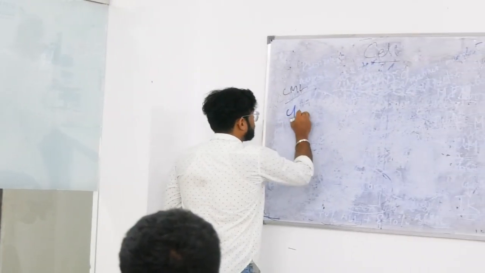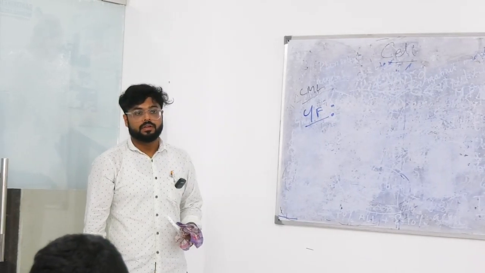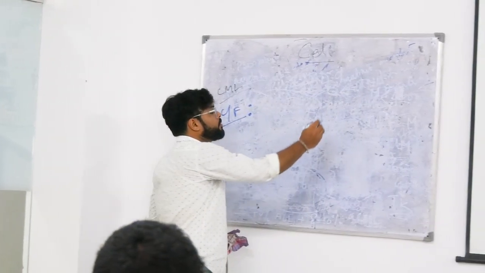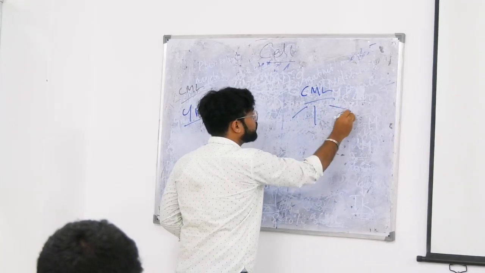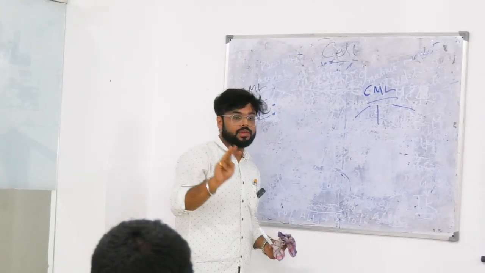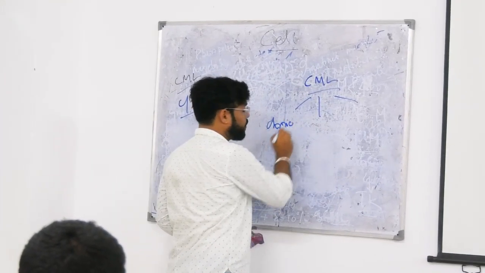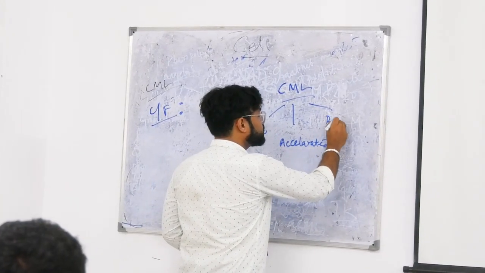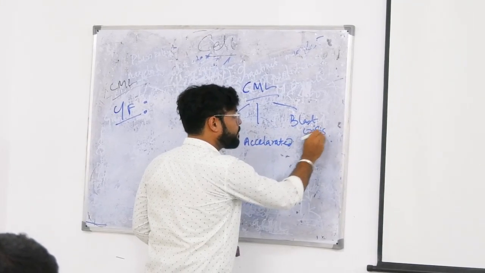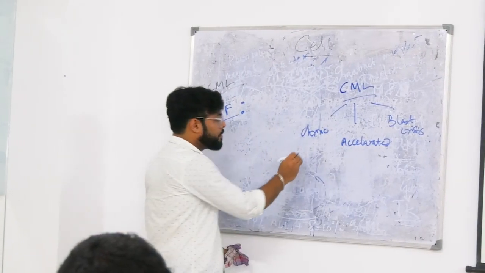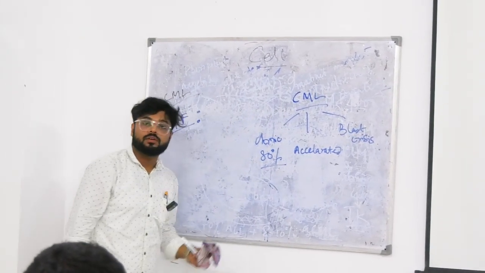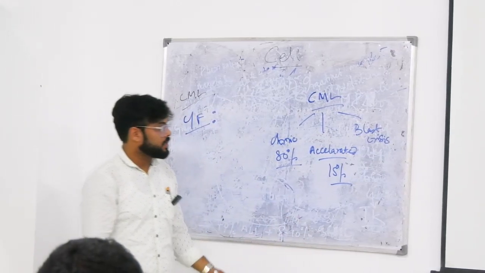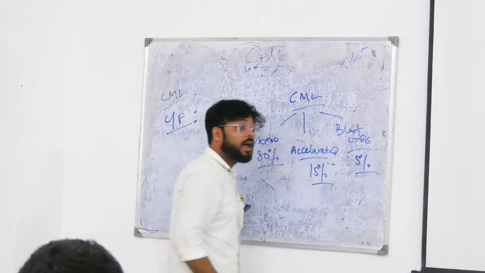So what are the clinical features? Before coming to clinical features, we have to categorize CML according to three major phases. One is chronic, one is accelerated, and another is blast crisis. About 80% of cases are diagnosed in the chronic stage, 15% of cases in the accelerated stage, and 5% of cases in the blast stage.